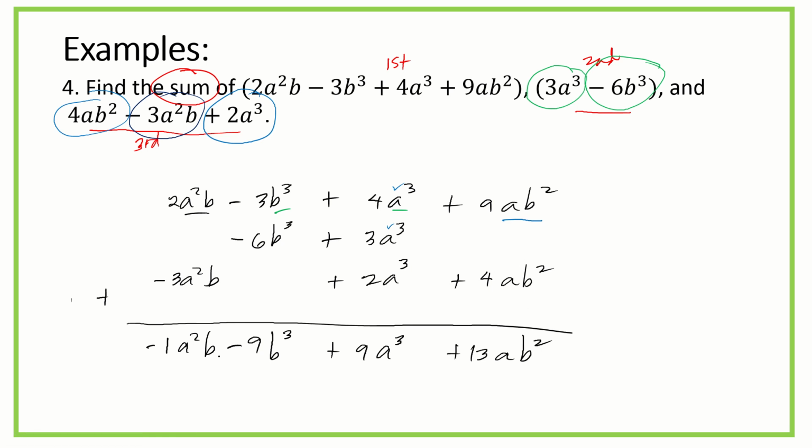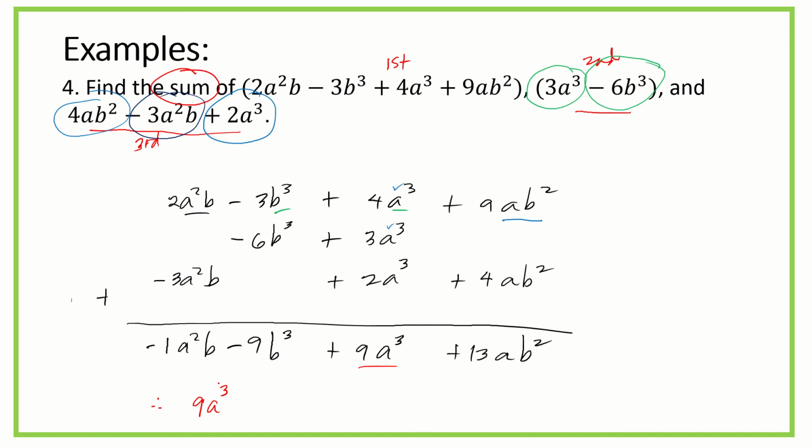Okay, now, to write our final answer, we have to write them in order. So how will we know what's the correct order? First of all, follow the order of the alphabet. So we will begin with a term with an a only. So that would be 9a cubed.